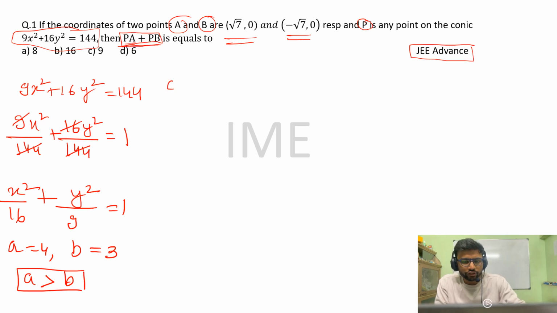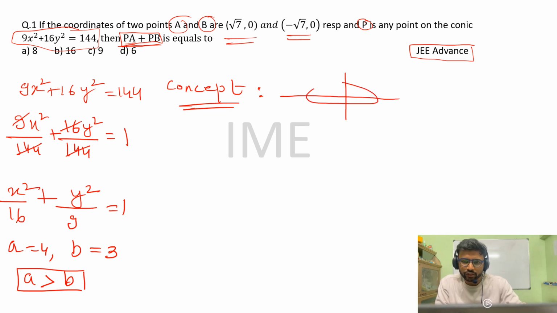For this we will use one concept over here. See, what is the concept? If we have an ellipse like this and we have two foci, one is A and another is B, and we have any point P on the ellipse, then the distance of P from A and the distance of P from B, the sum of these distances will be 2a. Here we will use this concept.